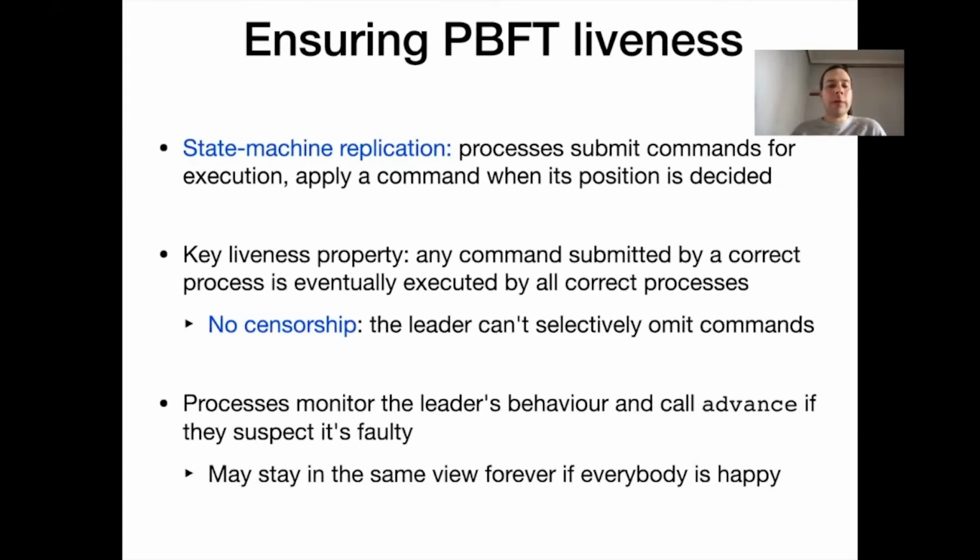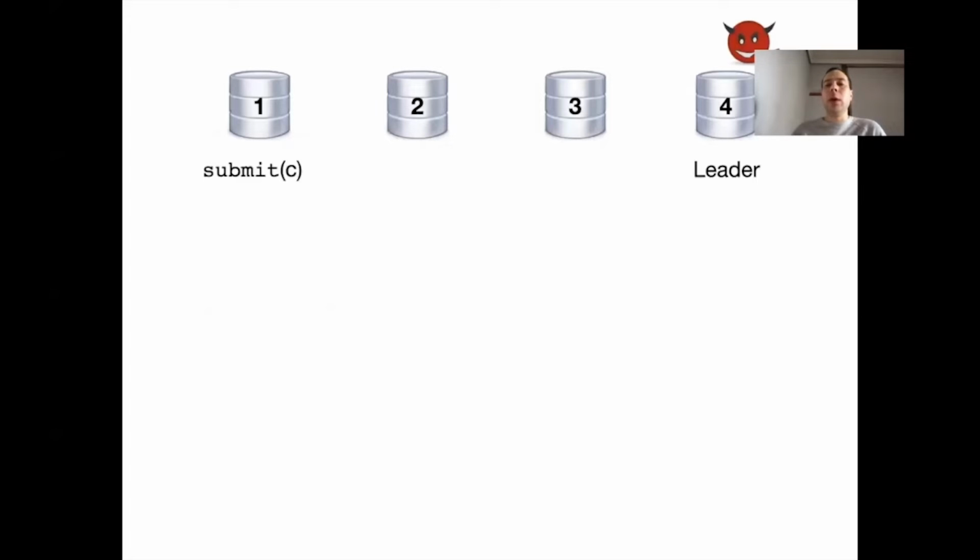To ensure this, in PBFT, processes monitor the leader's behavior, and they call advance if they suspect that the leader is faulty. And if nobody complains, and so nobody calls advance, everybody is happy, then the processes may stay in the same view potentially forever. Here is how this monitoring happens in more detail. Let's say we have a system of 4 processes.